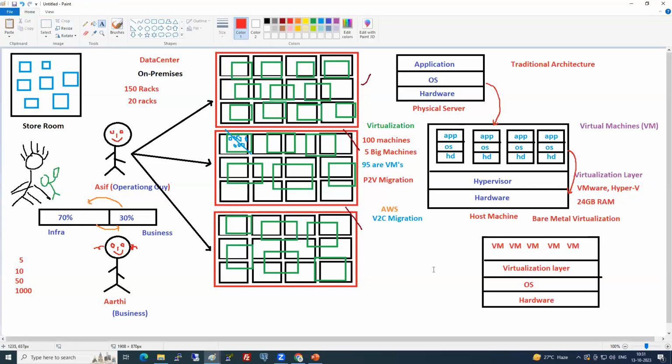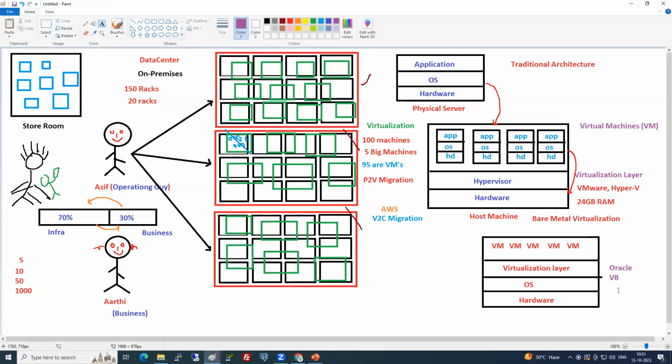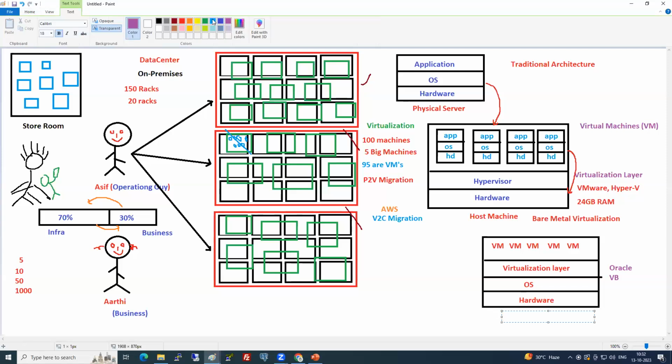Yes. In your laptops also, you can create virtual machines. What is there in your laptop on the bottom? Hardware. On top of it, you have operating system. What type of operating system? Windows. On top of it, you can install a software called Oracle VirtualBox or VMware Workstation. There are so many softwares available. If you install that software in your laptop, a virtualization layer will be formed. Once the virtualization layer is formed, can you create virtual machines in your laptop? Yes. This is called host-based virtualization.